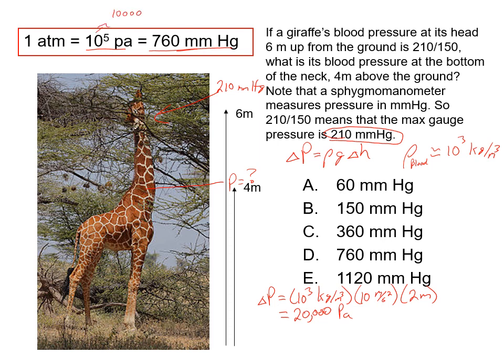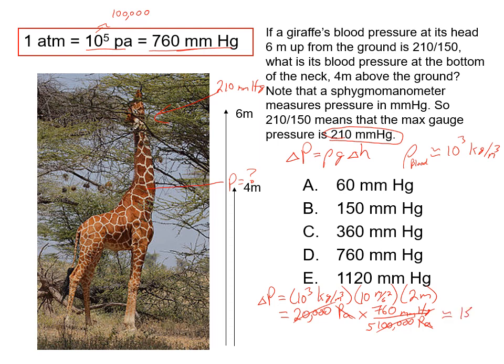Okay, so what we can do is multiply this by 760 millimeters of mercury for every 100,000 pascals. The pascals will cancel out, and 20,000 goes into 100,000 5 times. And so then we're looking at 760 millimeters of mercury divided by 5, which works out to approximately 150 millimeters of mercury.